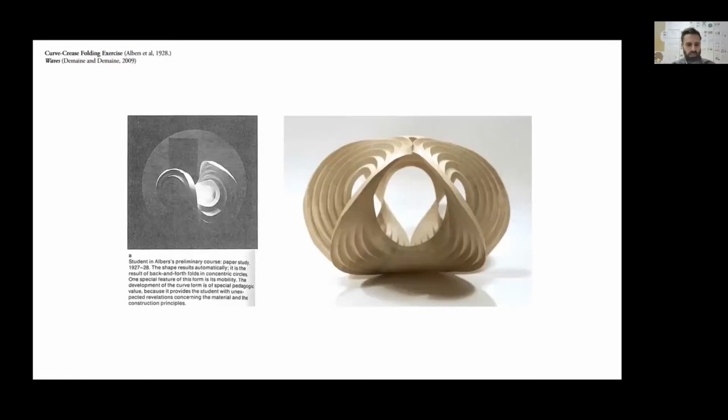And then similar surface bending occurs, of course, with the concentric curve crease folding techniques, illustrated both in the late 20s by Albers's design course at the Bauhaus and later on, and then more recently with Erik and Martin Demaine's work.